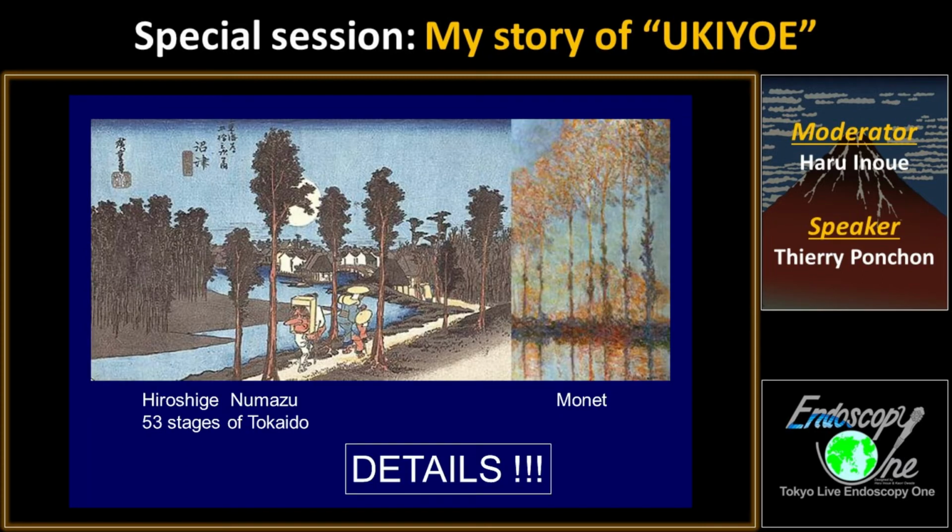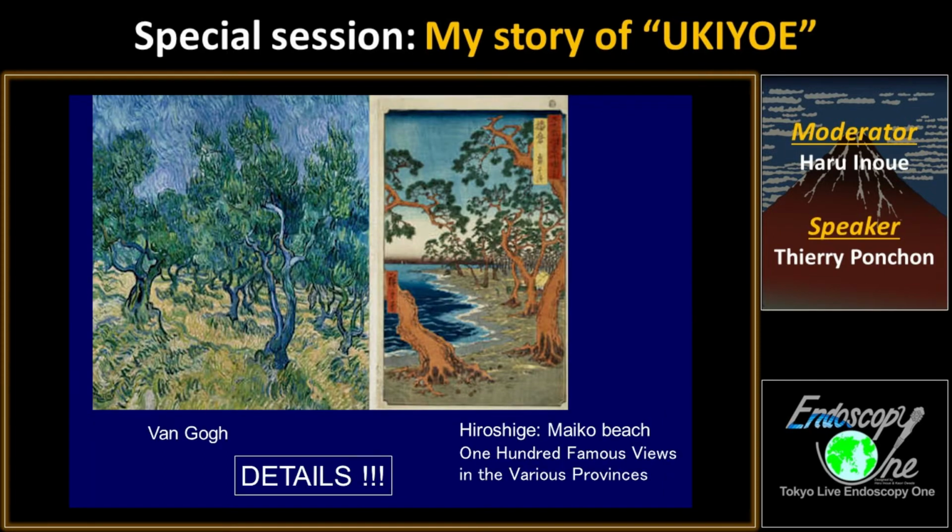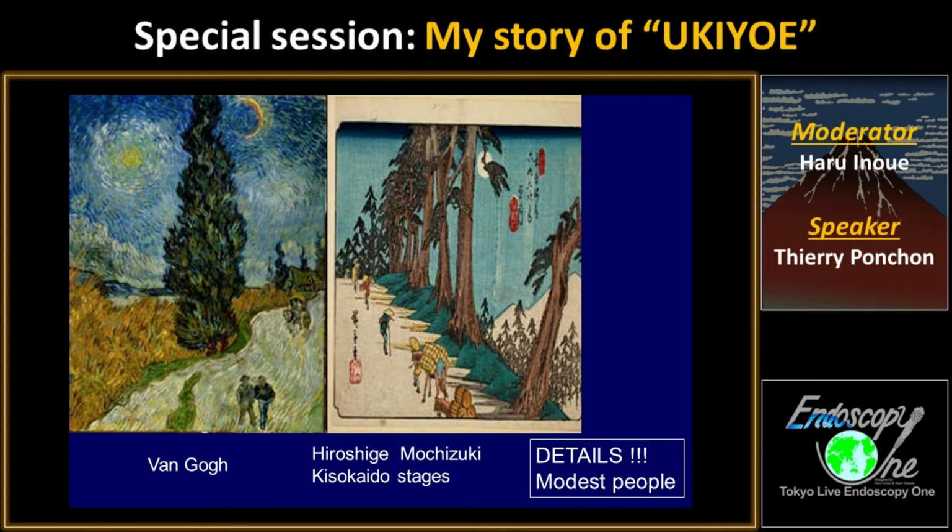Same for Monet. You see the trees look exactly the same in Monet as the one from Hiroshige, the 53 Stations of the Tokaido. And also Van Gogh, this is one of my ukiyo-e from Hiroshige, and on the left, Van Gogh. You see the tree trunks and the leaves, a lot of details, and this explains the influence of ukiyo-e on Impressionists. And also modest people. You see modest people in Hiroshige ukiyo-e, and you see these modest people also in Van Gogh. Very interesting.